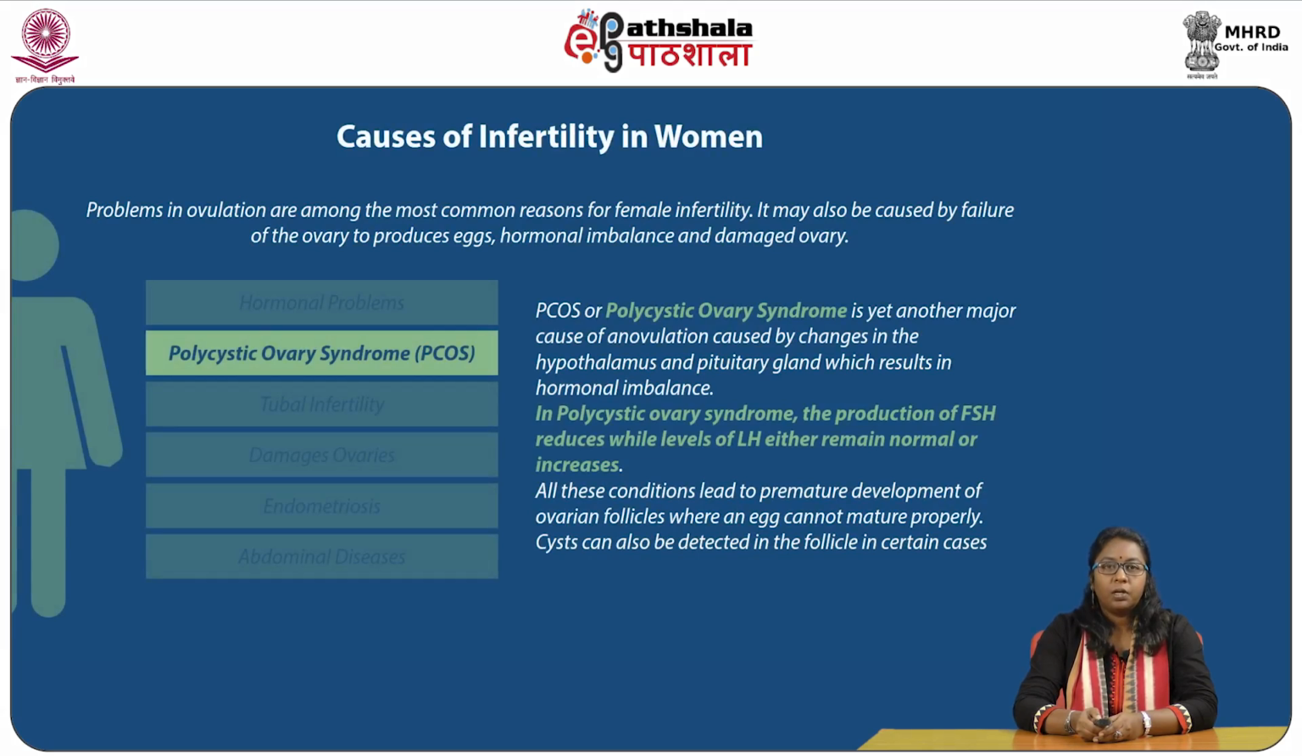Polycystic ovary syndrome (PCOS). PCOS or polycystic ovary syndrome is yet another major cause of anovulation caused by changes in the hypothalamus and pituitary gland which result in hormonal imbalance. In polycystic ovary syndrome, the production of follicle stimulating hormone reduces while levels of luteinizing hormone either remain normal or increases. All these conditions lead to premature development of ovarian follicles where an egg cannot mature properly. Cysts can also be detected in the follicle in certain cases.